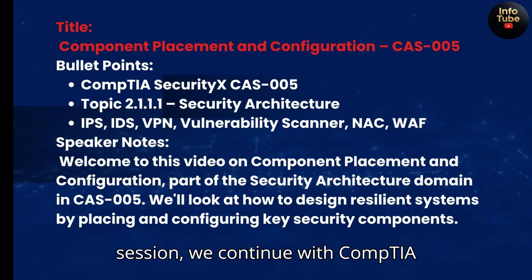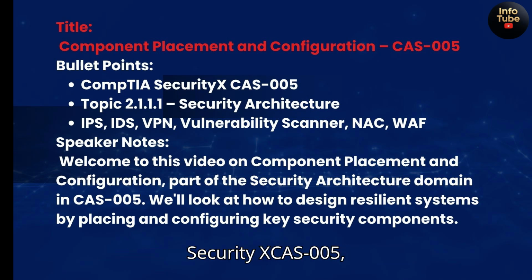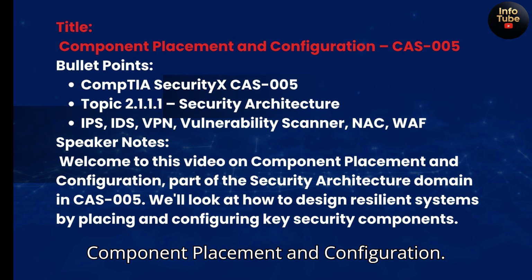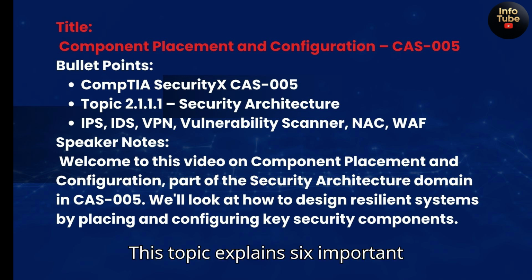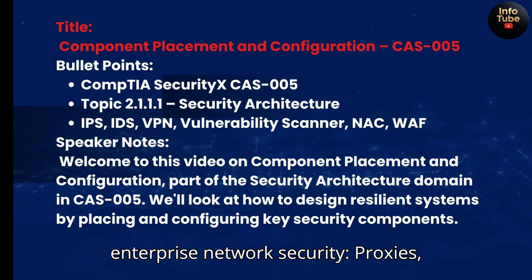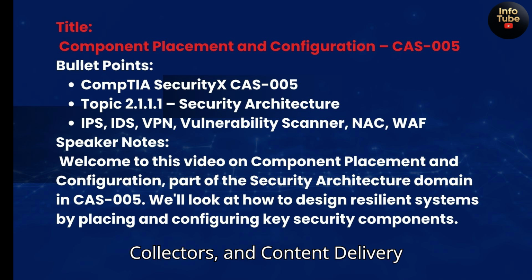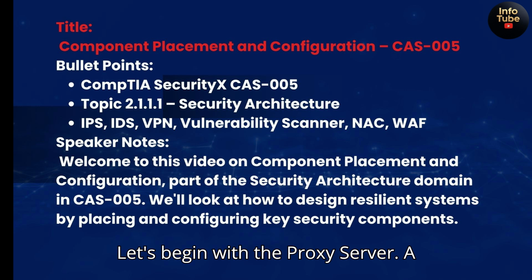In today's session, we continue with CompTIA SecurityX CAS-005, focusing on Topic 2.1.1.2, Component Placement and Configuration. This topic explains 6 important components you might encounter in enterprise network security: proxies, reverse proxies, API gateways, taps, collectors, and content delivery networks, also known as CDNs. Let's begin with the proxy server.